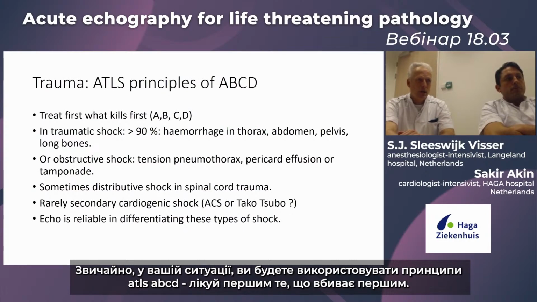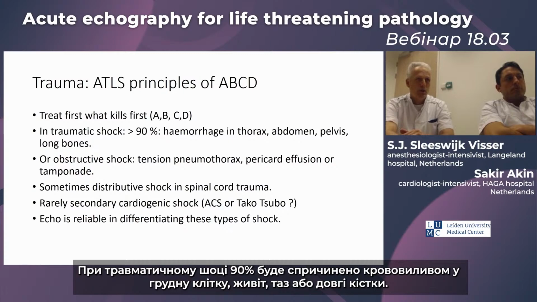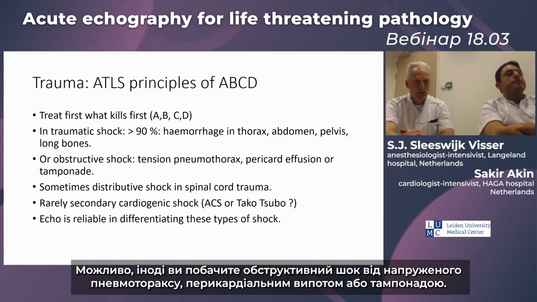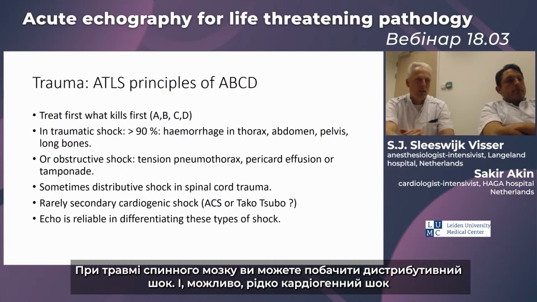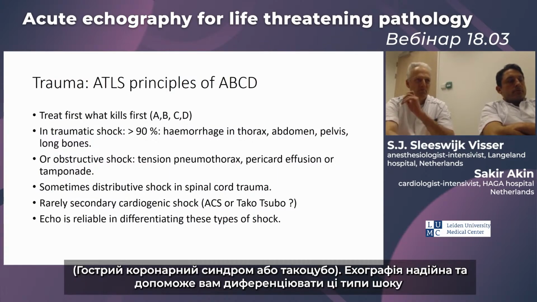Of course, in your situation, you will use the ATLS principles of ABCD: treat first what kills first. In traumatic shock, 90% will be caused by hemorrhage in thorax, abdomen, pelvis, or long bones. Maybe sometimes you will see obstructive shock by tension pneumothorax or pericardial effusion or tamponade. In spinal cord trauma, you might see distributive shock and maybe rarely cardiogenic shock by ACS or Takotsubo. Echo is reliable and will help you to differentiate these types of shock.